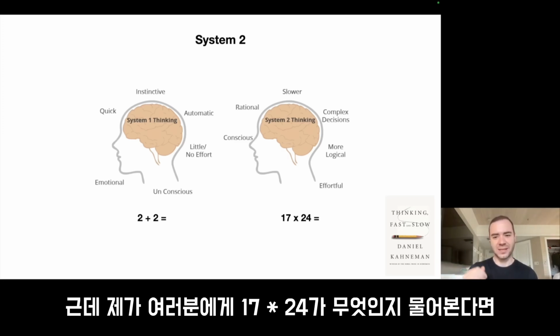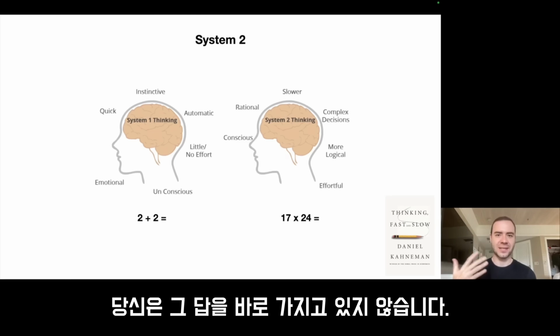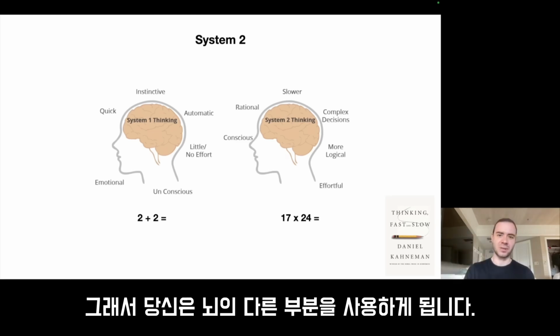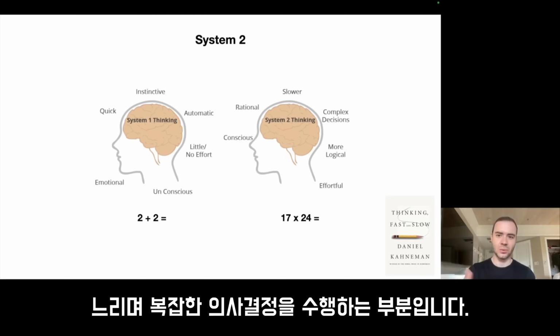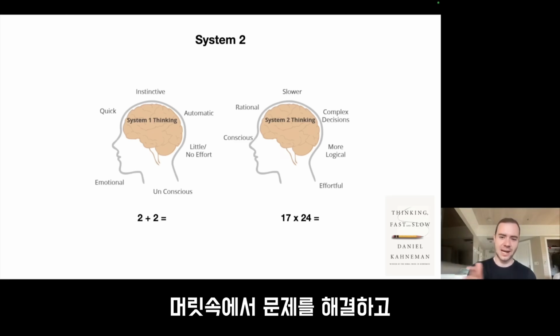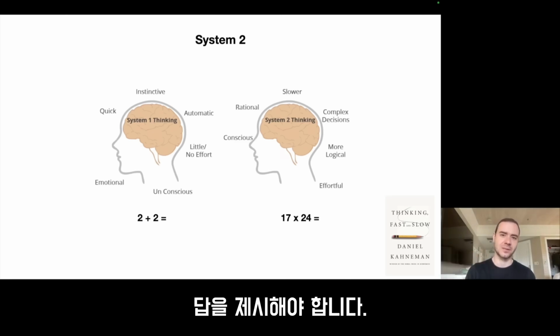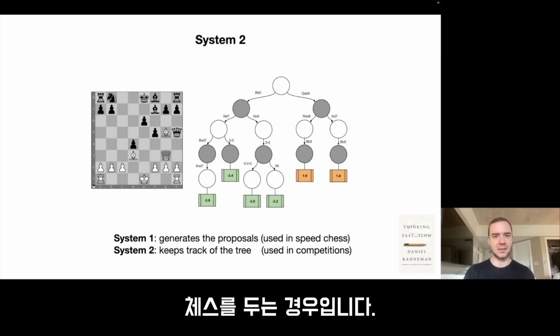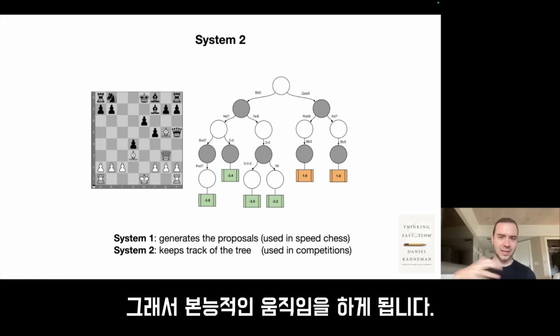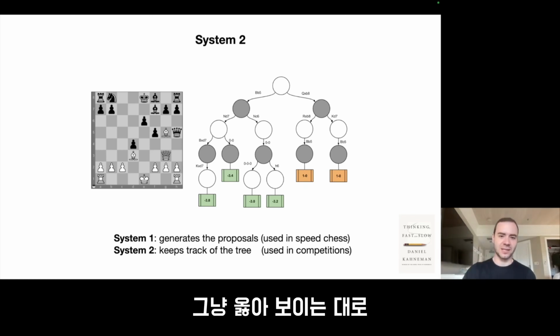But when I ask you what is 17 times 24, you don't have that answer ready. So you engage a different part of your brain, one that is more rational, slower, performs complex decision making, and feels a lot more conscious. You have to work out the problem in your head and give the answer. Another example is if you play chess: when you're doing speed chess, you don't have time to think, so you're just making instinctive moves based on what looks right. This is mostly your system 1 doing a lot of the heavy lifting.